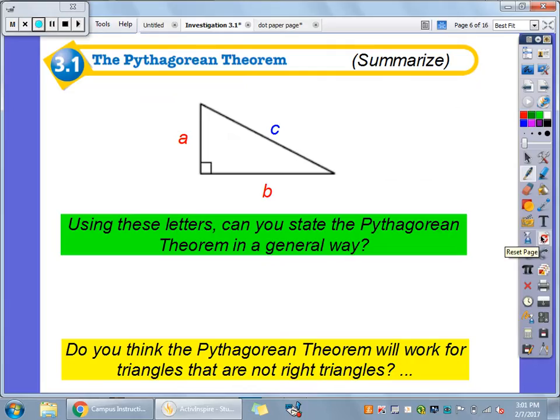I'm going to challenge you a little bit more this time. Okay, so this time we're going to let B equal 10, and we're going to let A equal 3. And once again, A squared plus B squared equals C squared.